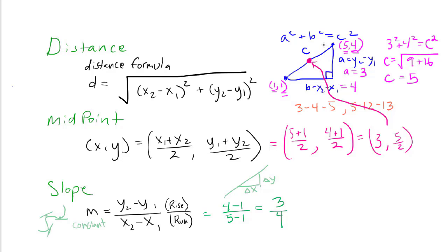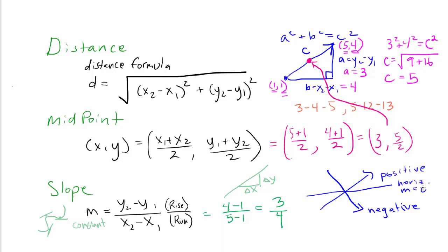If my line is up to the right, as shown here, it's a positive slope. So up to the right is positive. Down to the right is a negative slope. Horizontal slope equals 0. Think about it. Your change in y on a horizontal line is 0. That point and that point and that point on a horizontal line all have the same y. So y2 minus y1 is always 0.